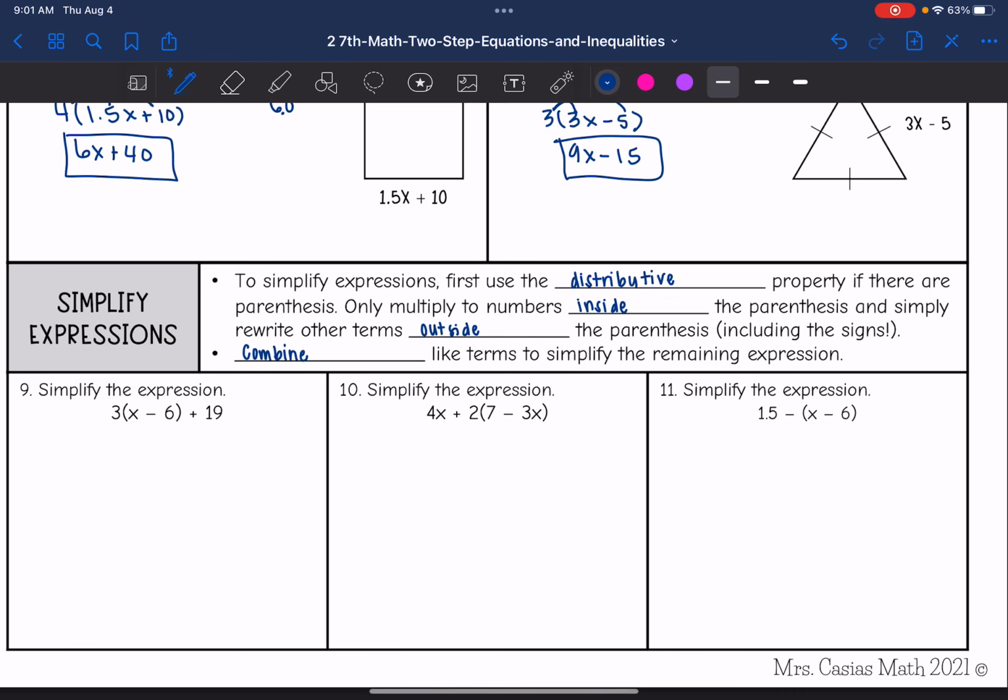Now we're going to look at expressions that don't just have the distributive property, they're going to have another step. So to simplify expressions, the first thing we will want to do is the distributive property if there are any parentheses. Make sure to only multiply the numbers inside the parentheses, and then simply rewrite the other terms outside the parentheses, including their signs. And then after we distribute and rewrite the rest of the expression, we will combine like terms to simplify the rest of the expression.